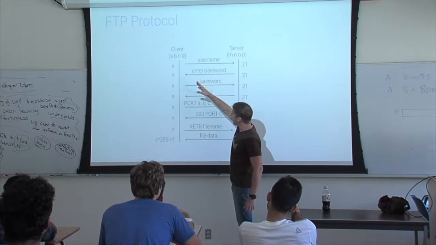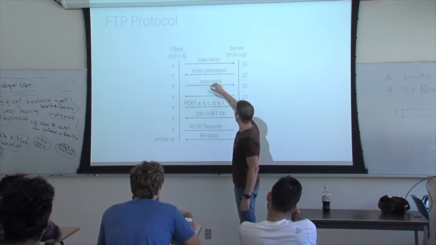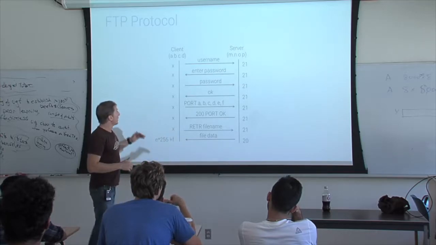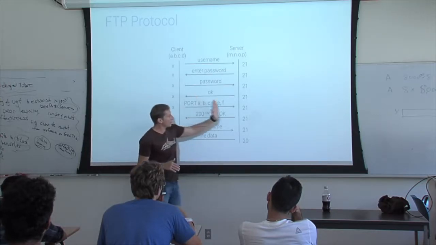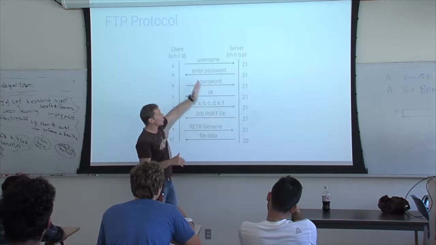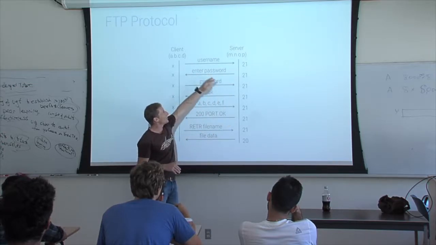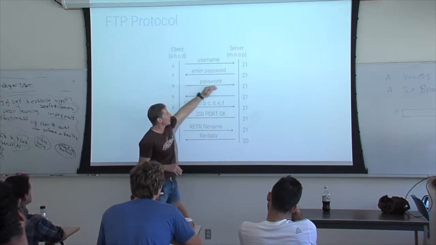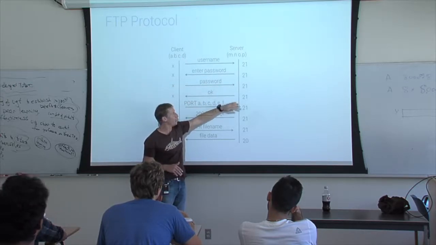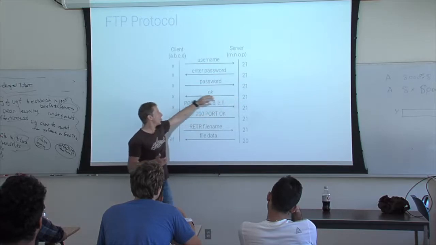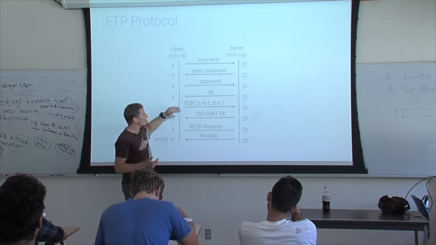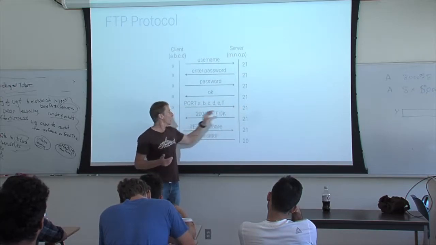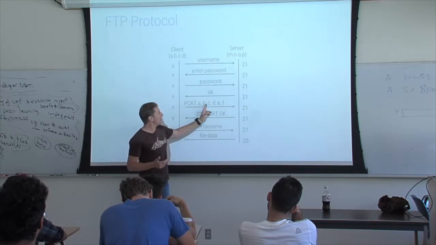There is a client with IP address A, B, C, D. There is a server with M, N, O, P as an IP address. The client connects to the server on port 21, sends a username, and the server asks for a password. You send the correct password. Hopefully, if it's incorrect, you get rejected. Otherwise, it says OK. And at a certain point, the client tells the server, hey, port A, B, C, D, E, F.